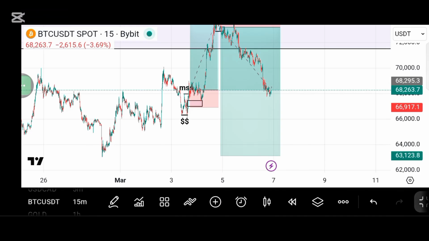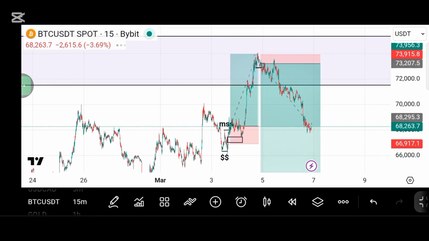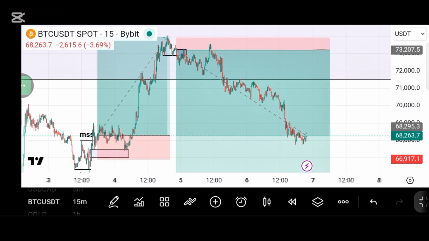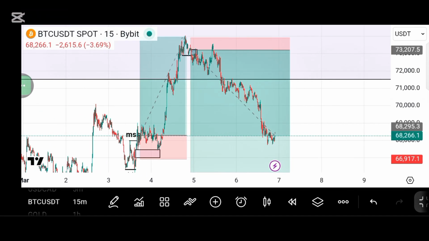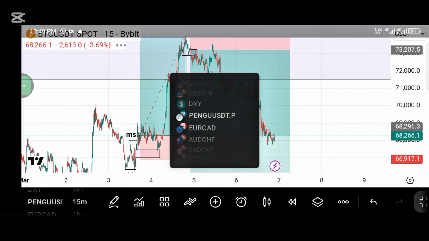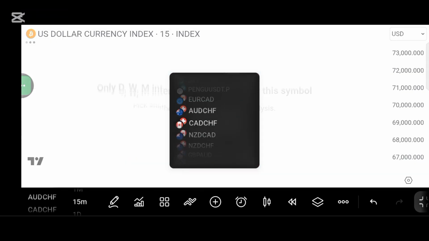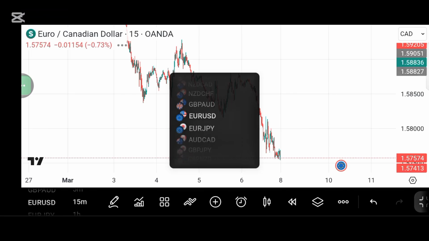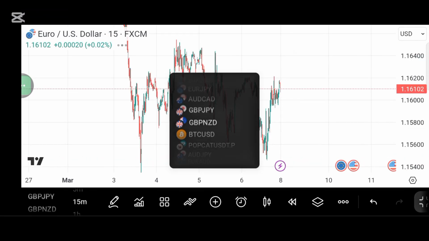So that is it for BTC here. This is just teaching you the importance of knowing your area of context, how to live on time, and the confirmations you need to take trades. So let's go back to USD CAD, sorry, I said BTC, sorry, USD CAD. Pause.